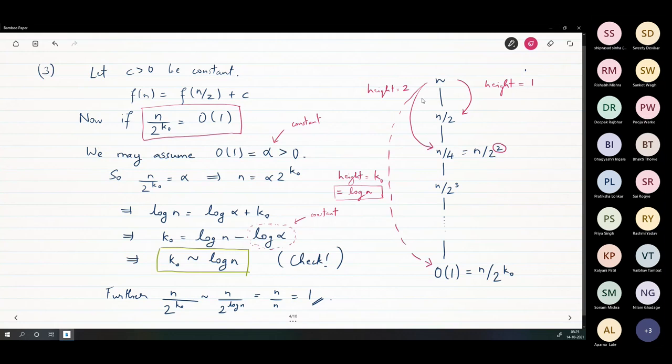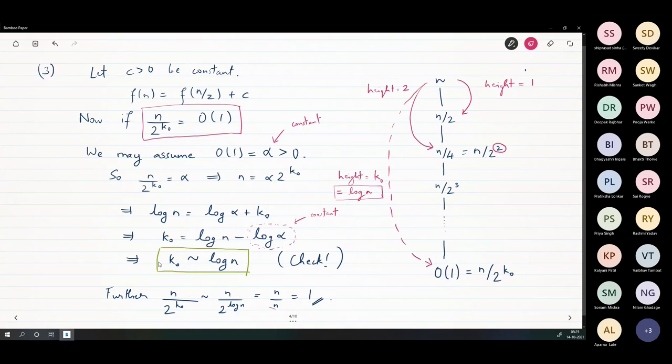What was this? K naught was the height which, when you consider at the end, you get order 1, big O 1. Now you put k naught equal to log n here, n by 2 to the k naught is n by 2 to the log n, because k naught is tilde log n, and 2 to the log n to the base 2 is n itself. So this is n by n, which is equal to 1. So there isn't really any difference.